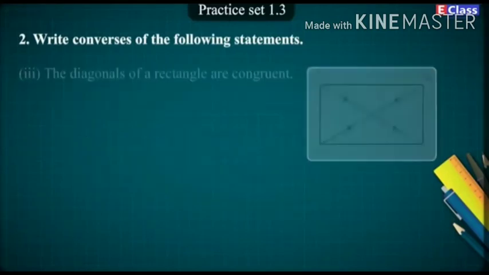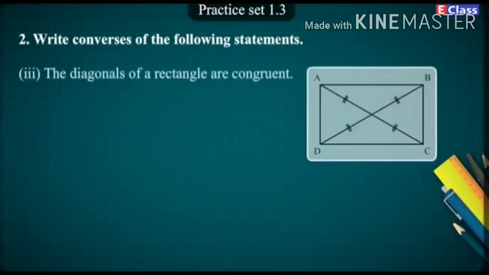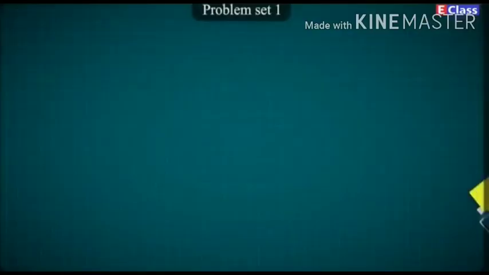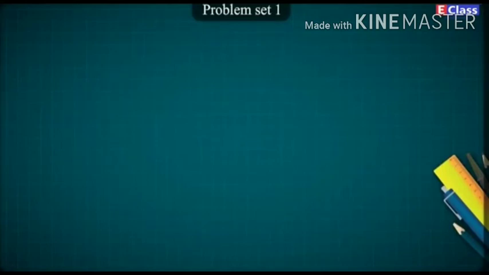3. The diagonals of a rectangle are congruent. Answer: if the diagonals of a quadrilateral are congruent, then that quadrilateral is a rectangle. Now students, let us solve problem set 1.